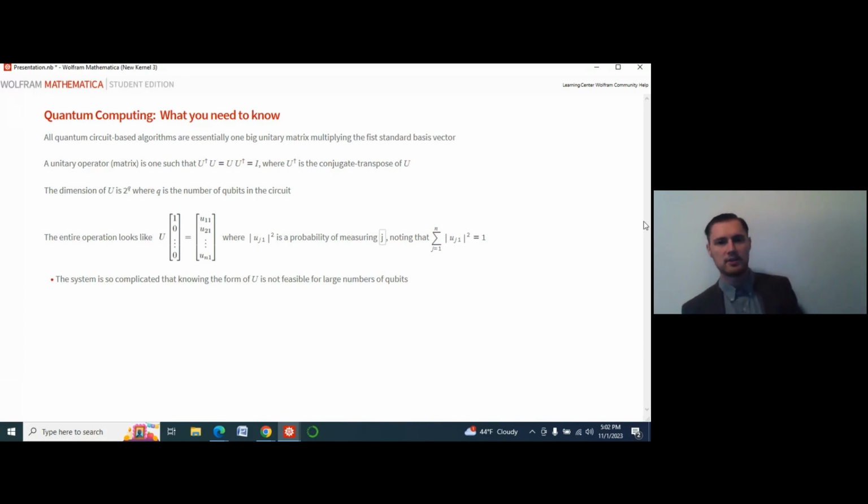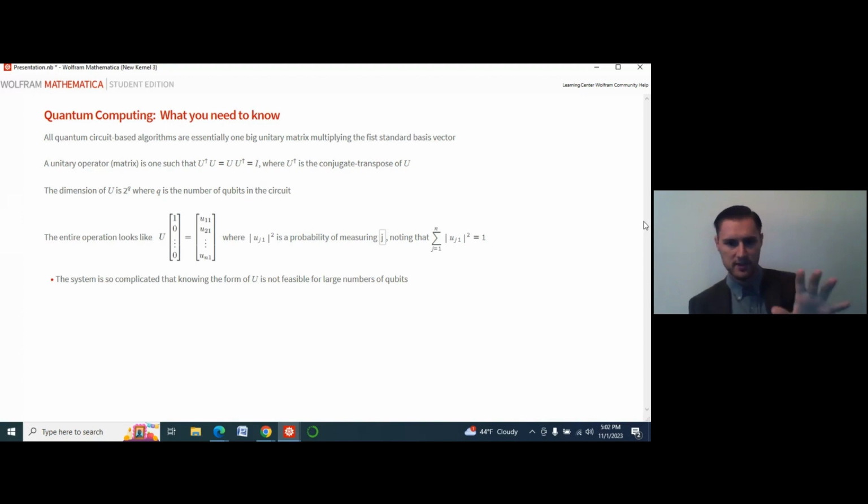The dimension of the unitary matrix for a quantum circuit goes like 2 to the q, where q is the number of qubits in the circuit. I already used n below, so I didn't reuse the index n. The entire operation for every quantum circuit, so you've heard about Shor's algorithm, you might have heard about Grover's search algorithm, all of the circuit-based algorithms out there are essentially this.